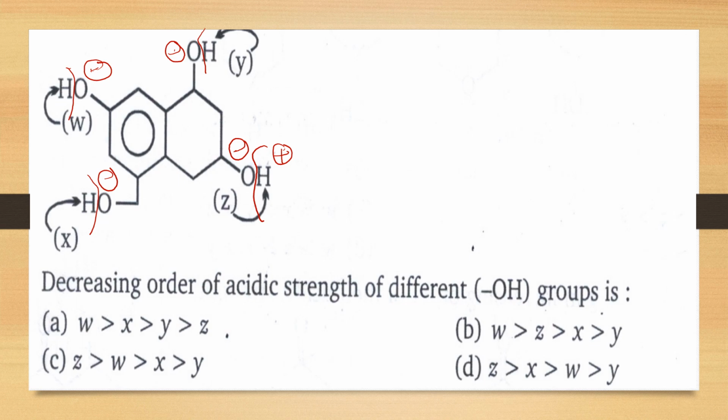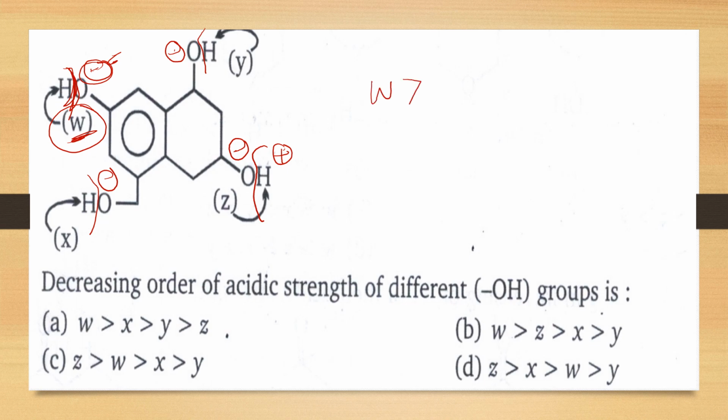The negative charge is more stable on the oxygen atom, meaning that is the conjugate base. If the conjugate base is stable, then it is more acidic. So which one is the most acidic? We know the O negative at W is in conjugation with the phenyl ring, so this negative charge can be dispersed, so it is more stable. So most easily this W OH group will release its H plus ion, so it is most acidic. So first one is W.